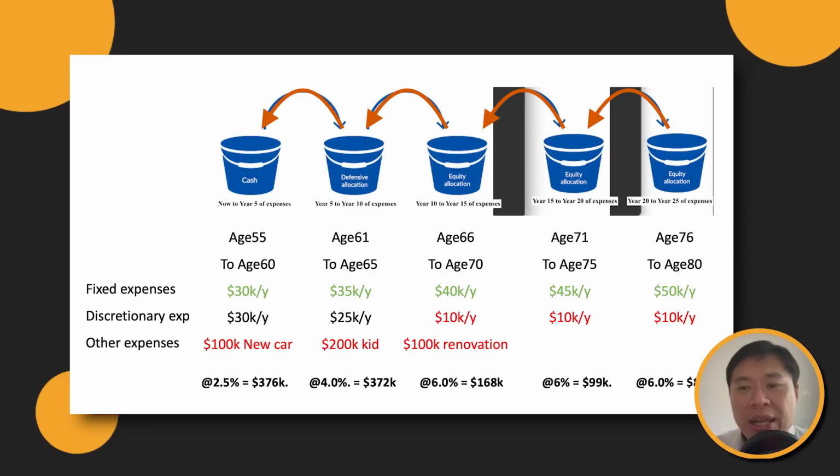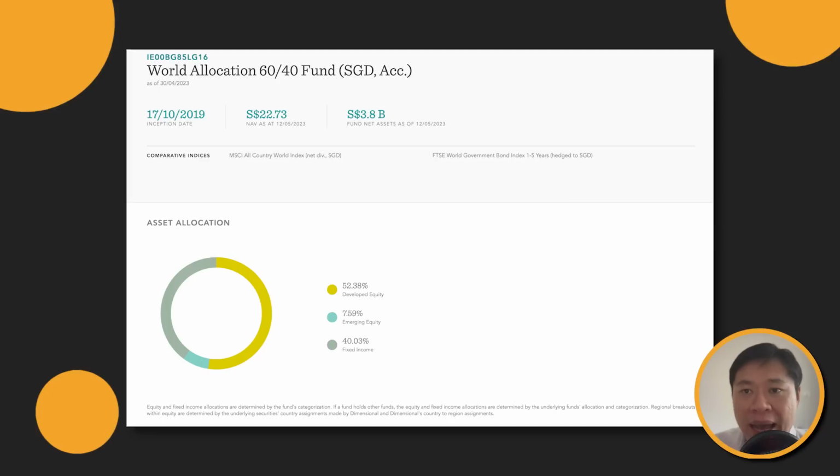I've been thinking about it and I still like using balanced funds to round up all the assets, whereby a balanced fund gives you 60% in equities, for example, and 40% in bonds. Let me show you two examples of balanced fund. The first is Dimensional World Allocation 60-40, and there's actually a Sing dollar class for this fund already.